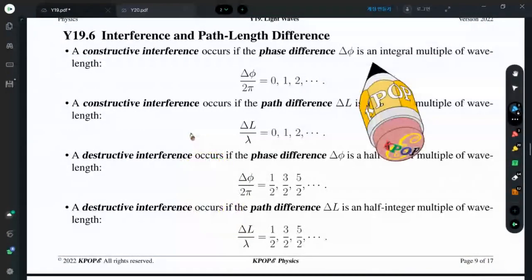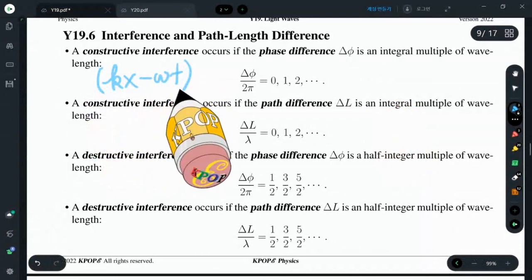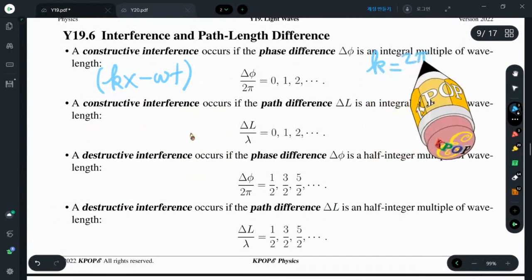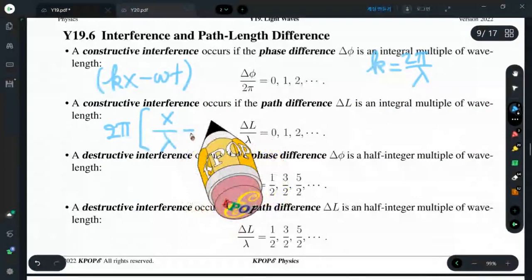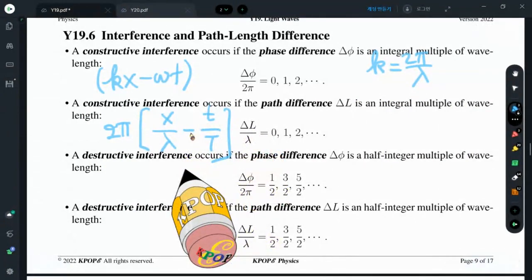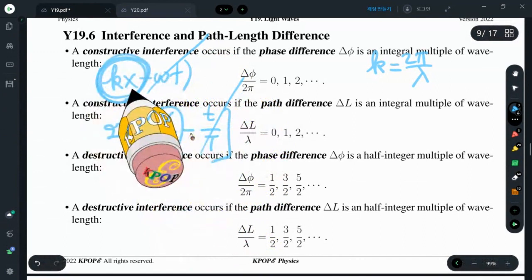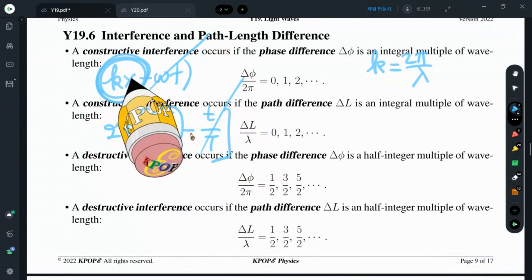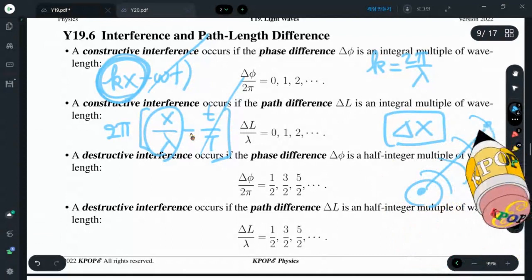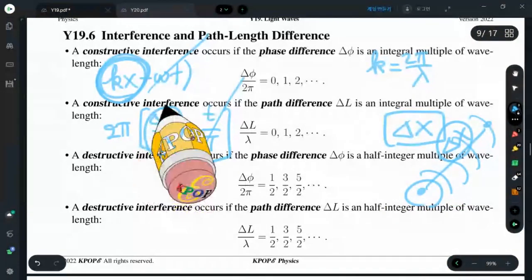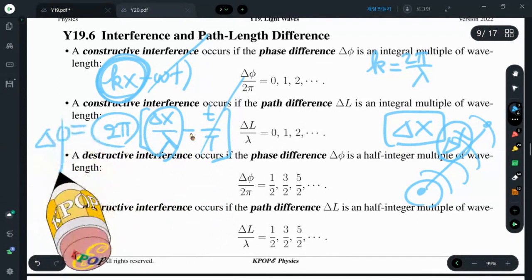Interference and path length difference. Your wave function, a monochromatic wave function, has a structure of argument kx minus omega t style. You will find k is 2 pi over lambda. Then you can factor out 2 pi, x over lambda, t over capital T, something like that. If you ignore the time dependence or average, or if you concentrate on the phase change due to the travel of the wave, then the distance of travel from the source of the wave is delta x, and the ratio of this delta x with respect to the wavelength multiplied by 2 pi should be the phase difference.